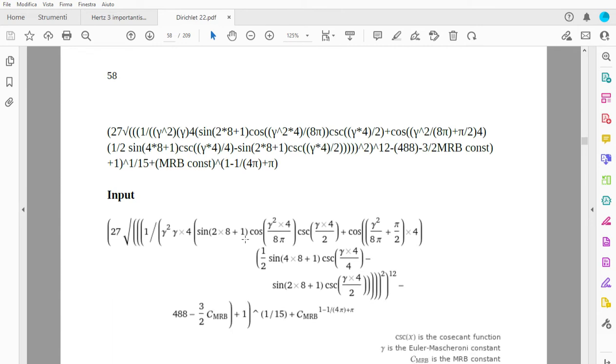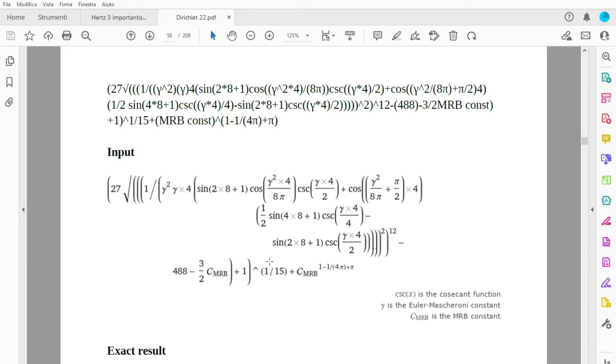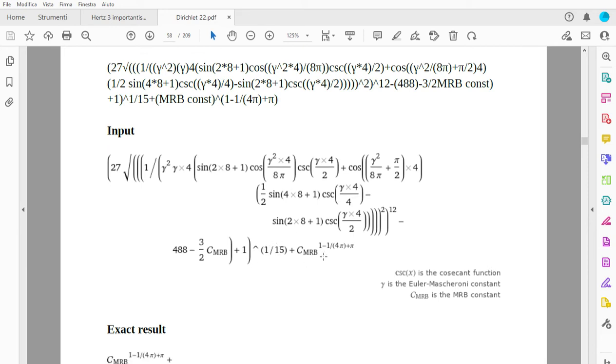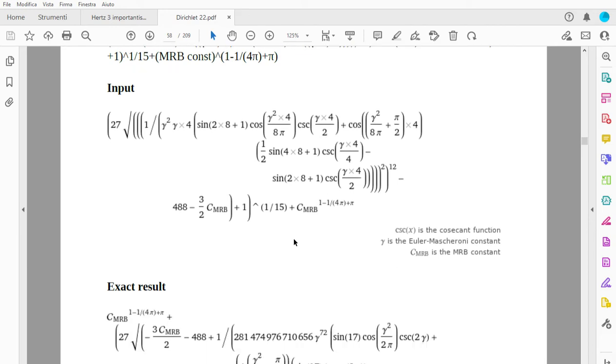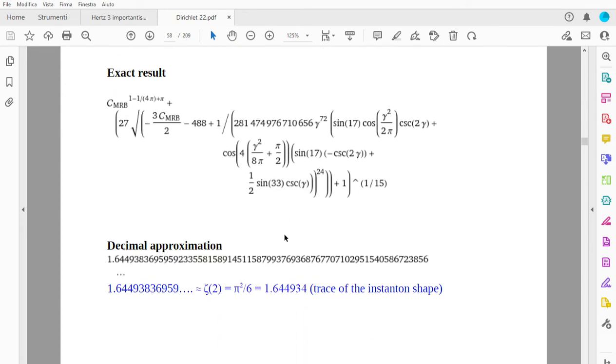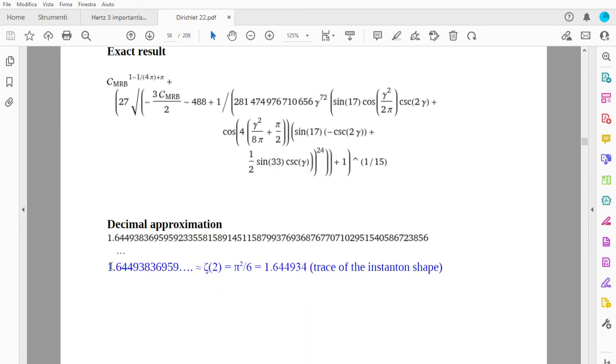Again, from this expression, after some calculation, we obtain also this result. This result is a number very near to zeta(2), that is equal to pi squared divided by 6, that we hypothesize can be the trace of the instanton shape.